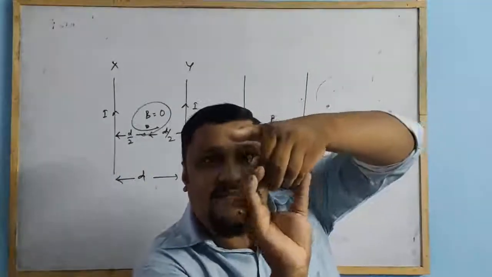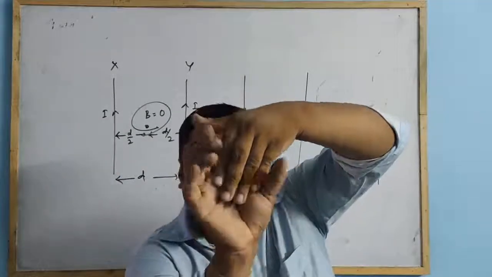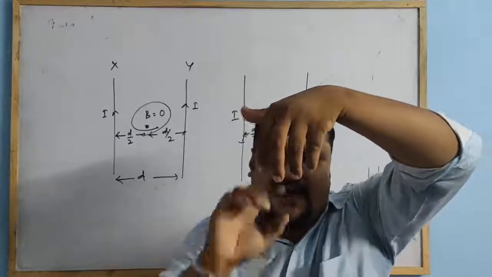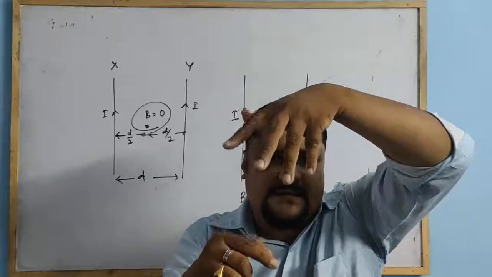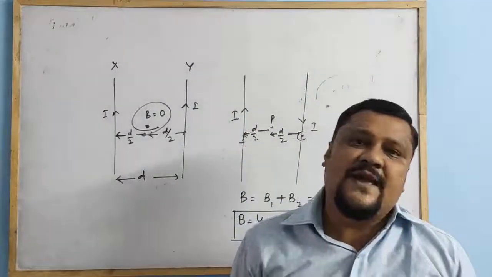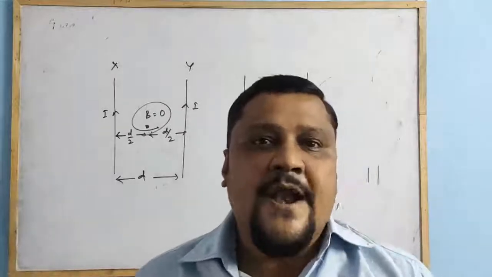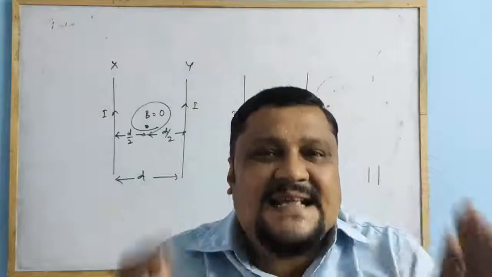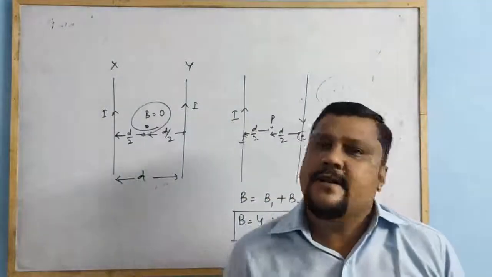Means the length of the solenoid contracts. It decreases. If the solenoid turns are like this, when the current flows, they contract. They come closer and closer like this. The length decreases. That is also a reasoning question. When the current flows in the solenoid, it contracts, the length decreases. This is the reason. Clear?